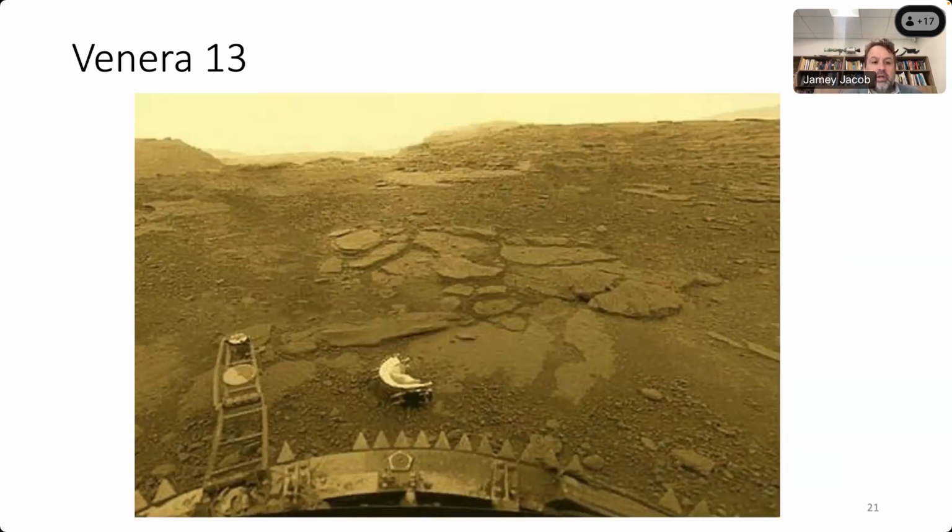Now, there have been landers in the past. This is a picture from Venera 13, one of the few photos that we actually have from the surface of Venus. Looks like you're somewhere in Arizona, for example, or somewhere else in the desert. Only difference is this is about 700 degrees, give or take, and about 90 atmospheres worth of pressure. So you're quite literally in a pressure cooker.